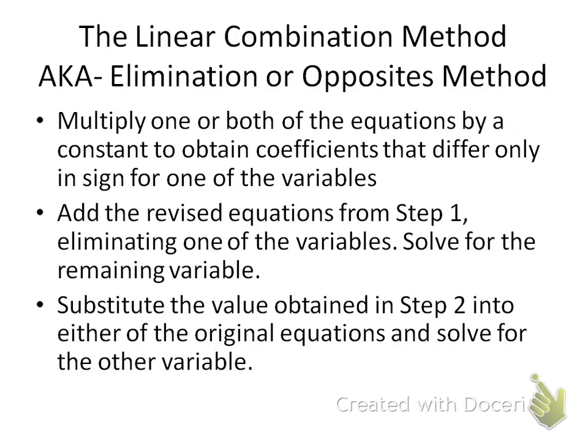But when we're doing this method, the first thing we want to do is multiply one or both of the equations by a constant to obtain coefficients that differ only in sign from one another. So basically you want to get opposites. Either on the x or the y, you want the coefficients to be the same number but opposites. Once you do that, you add the revised equations from step 1. This eliminates a variable. That's why they call it the elimination method sometimes, because you eliminate one of the variables. And then you solve for the remaining variable. Once you get one of the variable's values, like either x equals or y equals, you substitute it back into one of the original equations, and you solve for the variable. So I'll give you some time if you do want to write this down, but like I said, it is in the book.